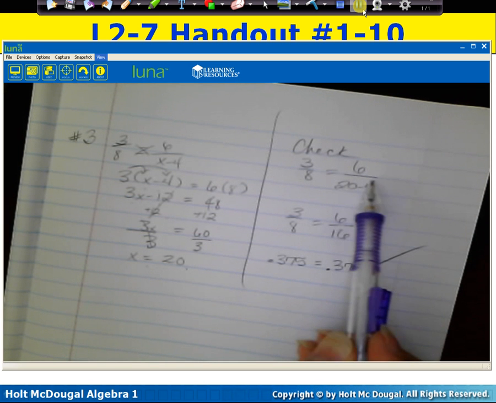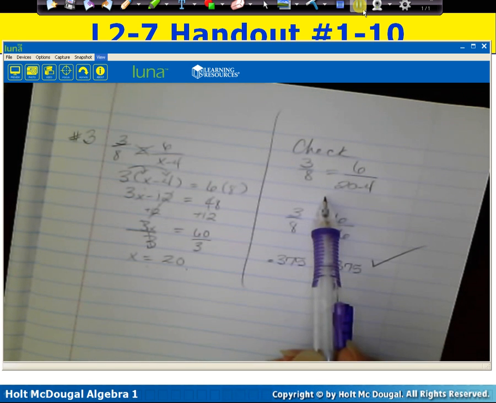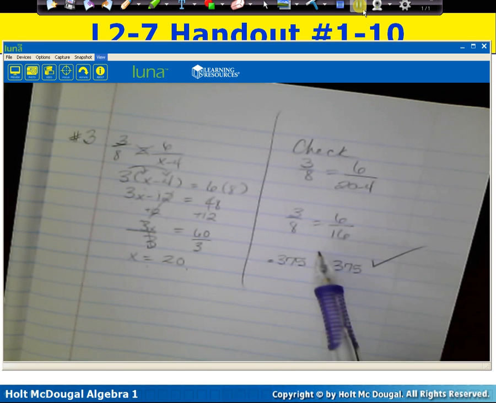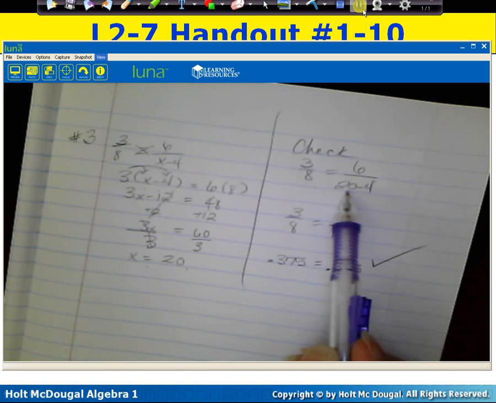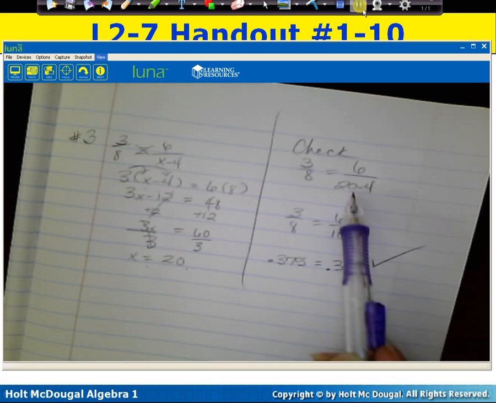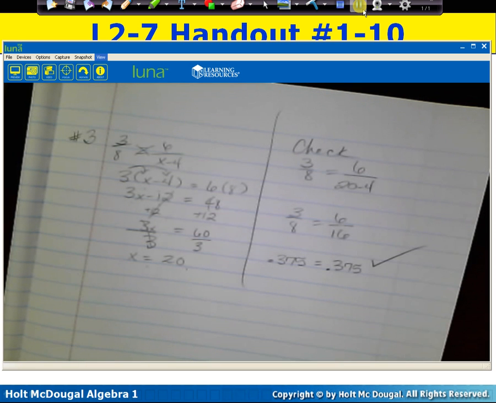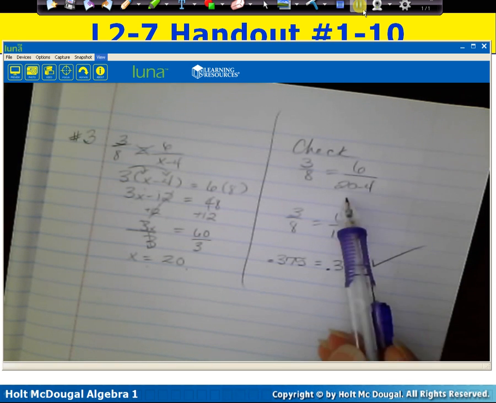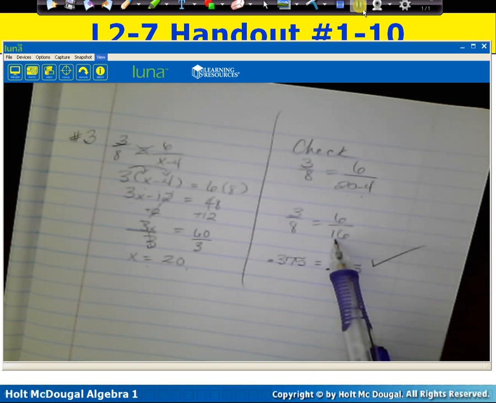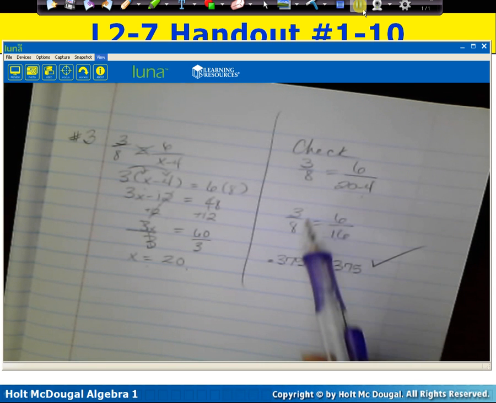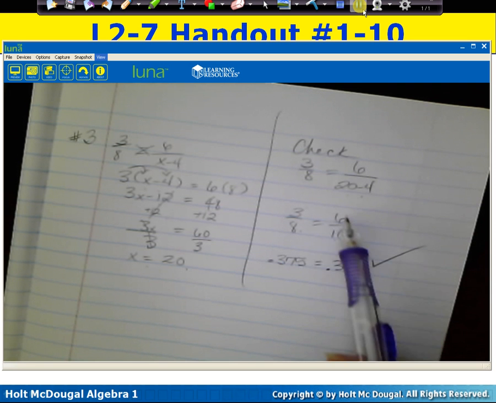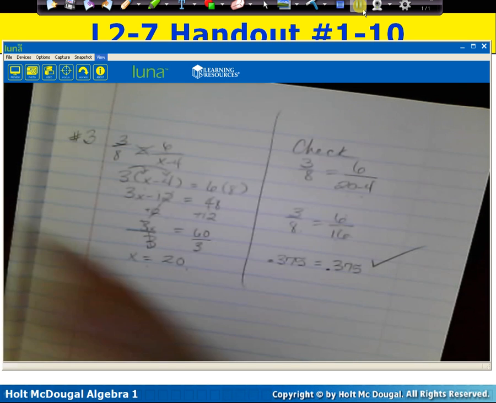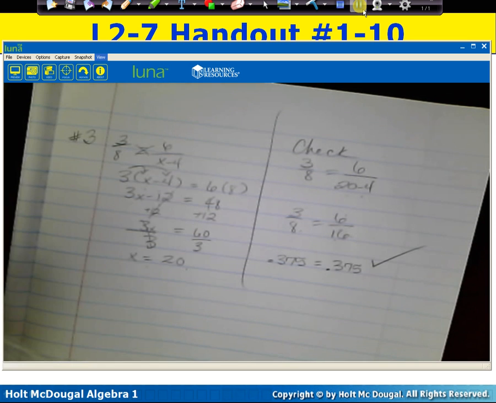When you plug into your check, if you're going to type it into your calculator, at least go ahead and make sure that you work the operations that are here and get it down to the 2 basic fractions. So I've gone ahead and done that. I went ahead and subtracted the 4 from 20, which gave us 16 here. So I just copied the rest of the problem down, 3 over 8, 6 over 16. And when I typed that into my calculator, it gave me 0.375.